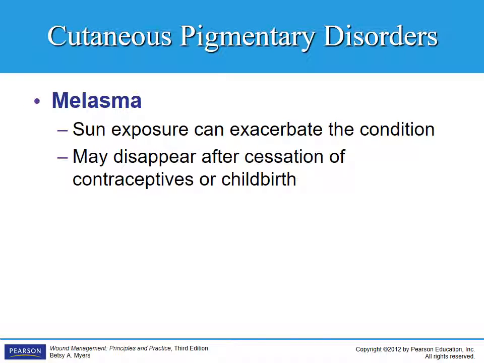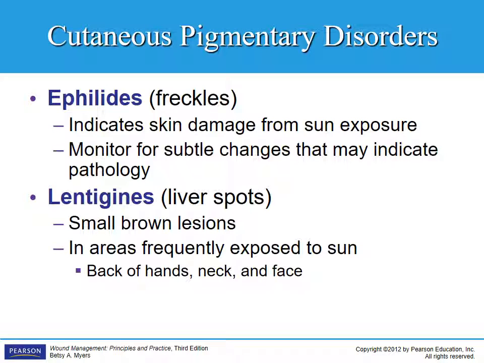Sun exposure can exacerbate it, and it may disappear after childbirth or cessation of contraceptives. These are freckles and liver spots. Phthalitis and lentigines are freckles and liver spots. Obviously, that's why we call them freckles and liver spots, because the other names are not well known.